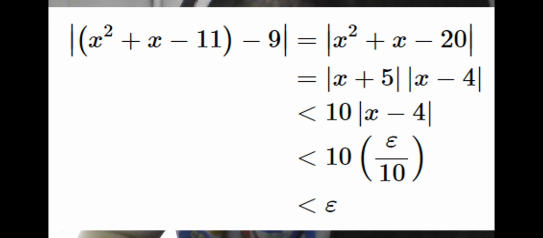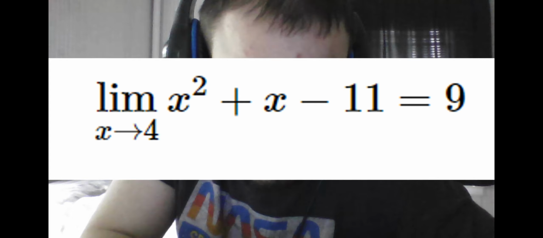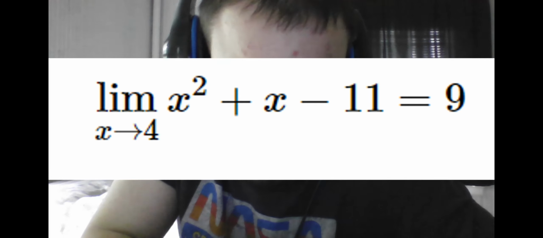So we have proven that our values for delta work and give us the original function less than epsilon as defined in the beginning of the limit. In conclusion, the limit must be 9 because we have proven it using the formal definition of the limit.